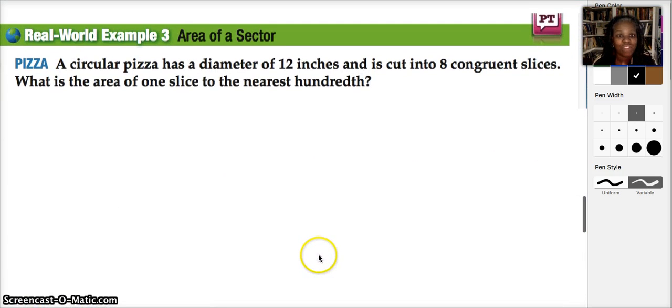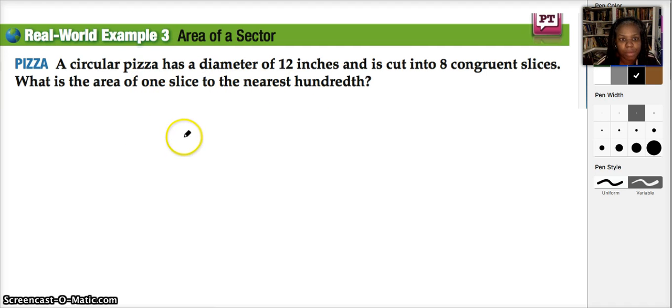Let's take a look at this final example. Such a short video, I know. Okay, so the area of the sector of a circular pizza has a diameter of 12 inches and it's cut into 8 congruent slices. What is the area of one slice to the nearest hundredth?